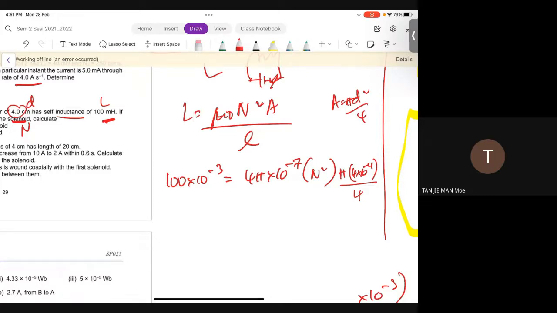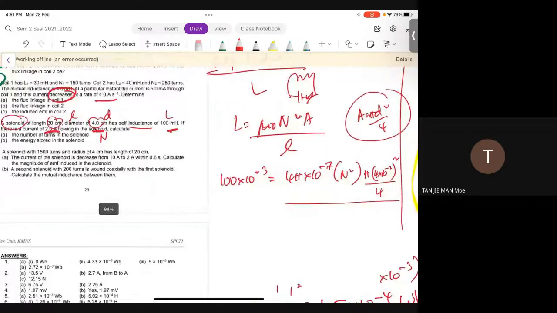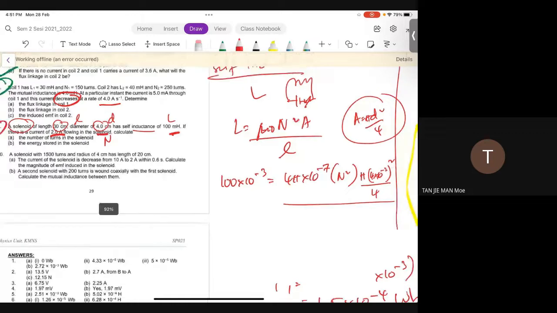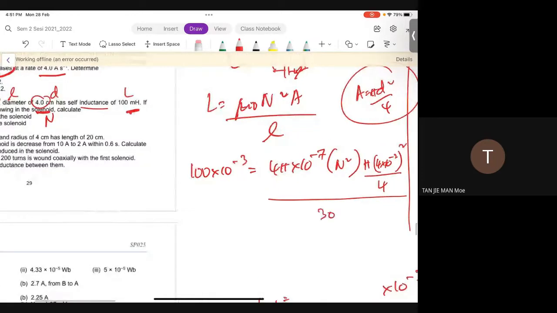Why negative 4? This is negative 2, but it must be squared because we use pi d squared over 4. Okay, divided by the length. They give you the length as 30 cm, so 30 times 10 negative 2. So I can get my N.